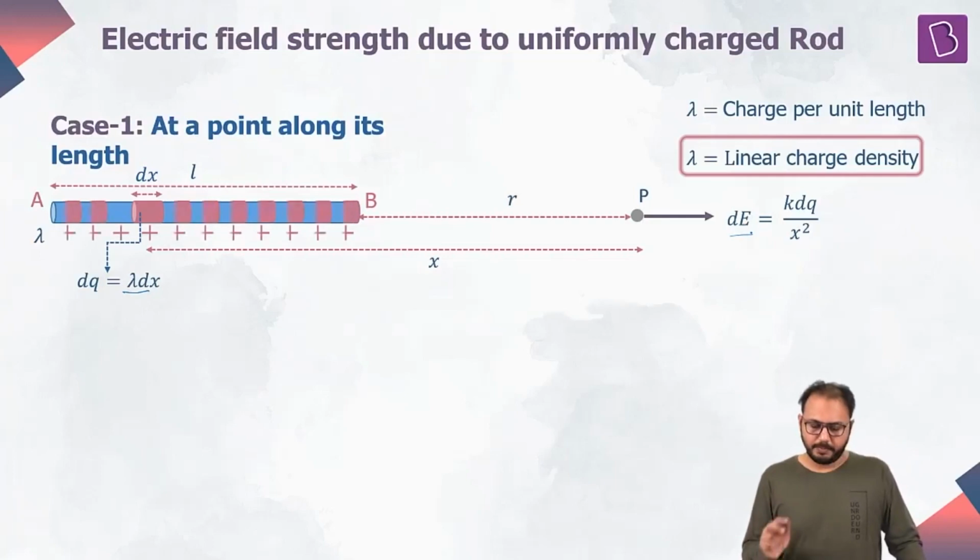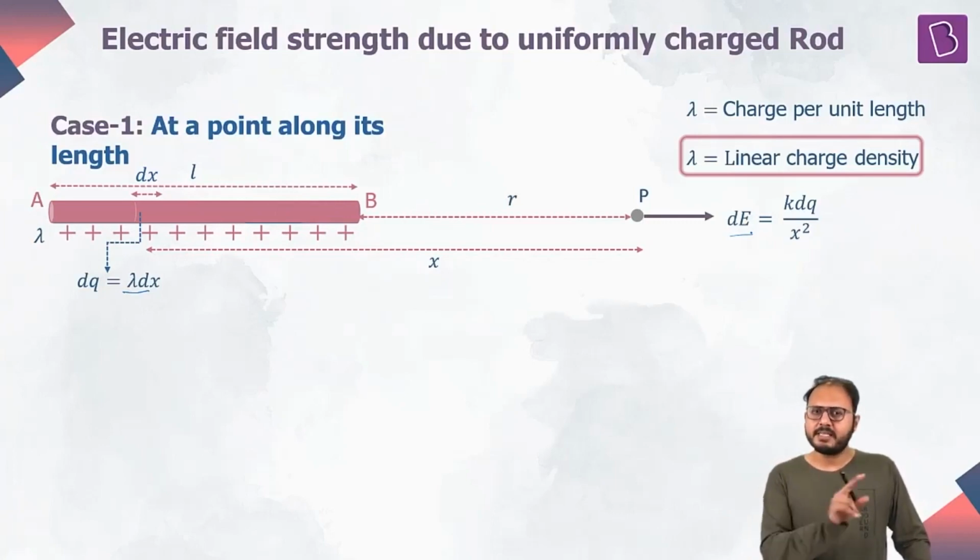So x is the distance. k dq by x square. Perfect. For the entire charge, what is the agenda? I will add all the dE's. Hold on. Are all the dE's in the same direction? Yes, they are. Yes, I can go ahead and integrate because they all are in the same direction, and now I can add them like numbers.